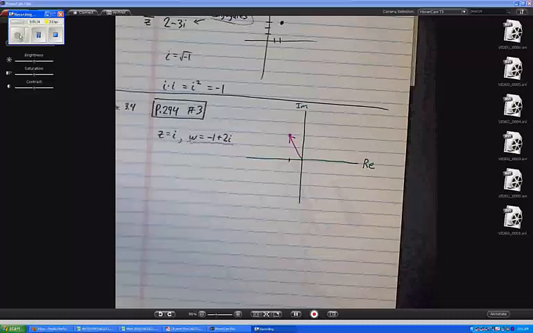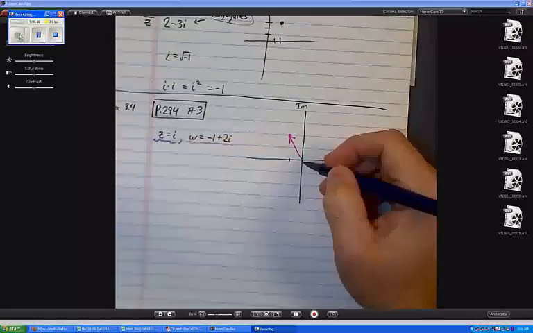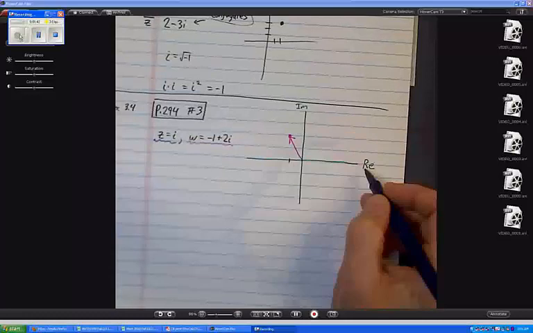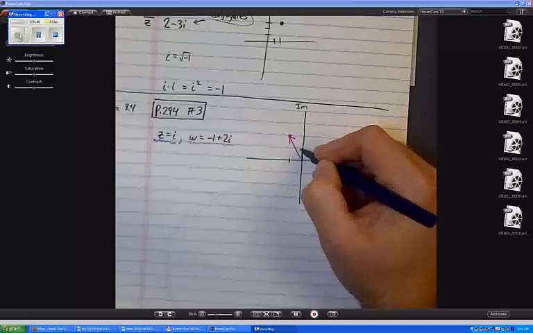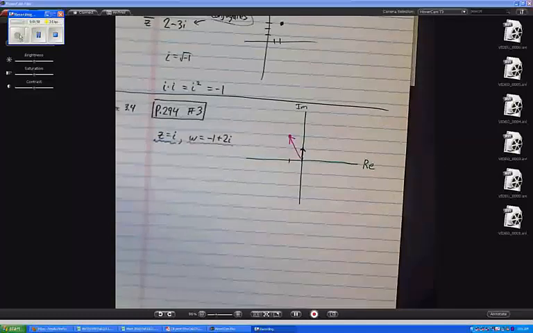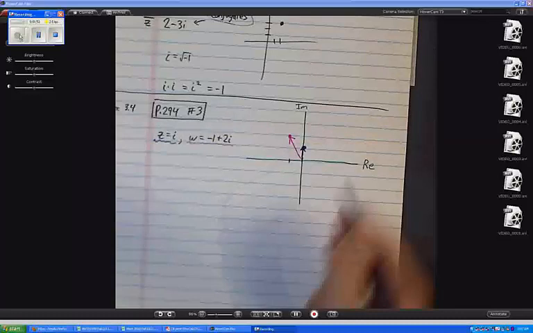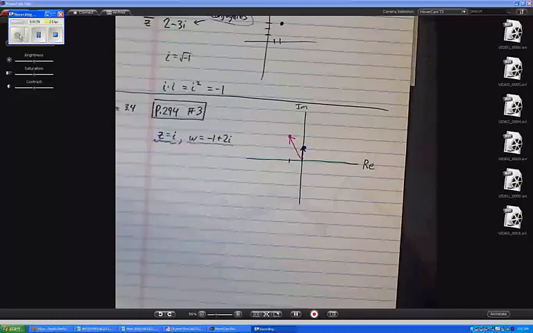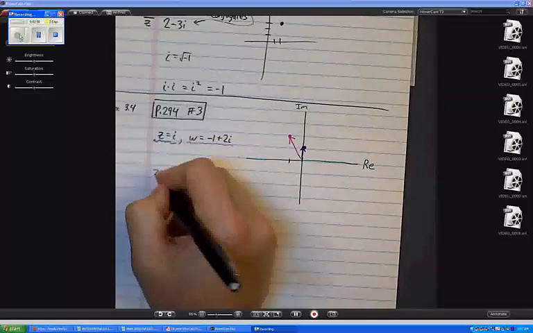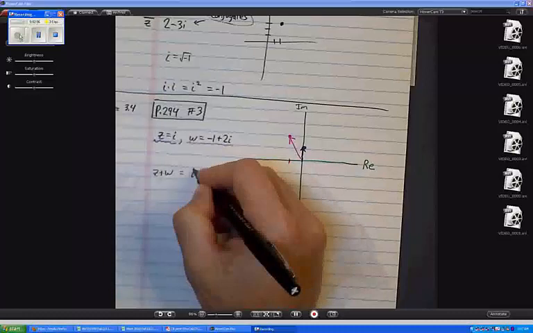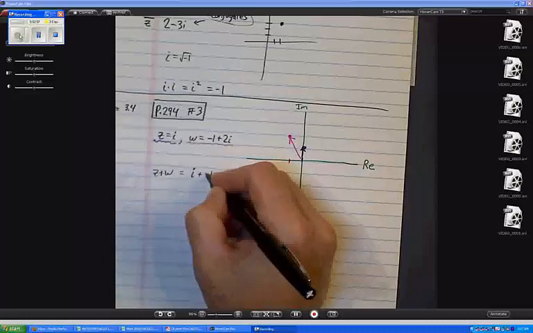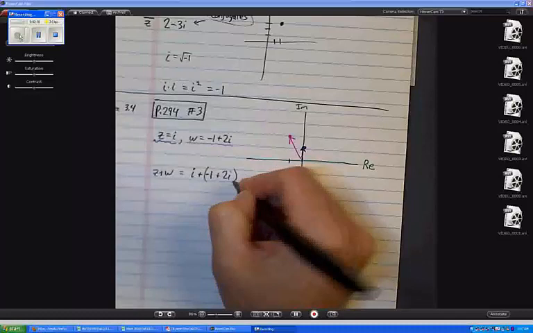And similarly, this z equals i, I'll do in kind of a dark blue. Well, that's 0 on the real number line and 1 on the imaginary number line, so it's right here. It's that point right there, right? 0, 1. Okay? So they asked me to do all kinds of things. They asked me to find z plus w. Well, okay, so I have to do i plus -1 plus 2i, right? That's what z plus w is.